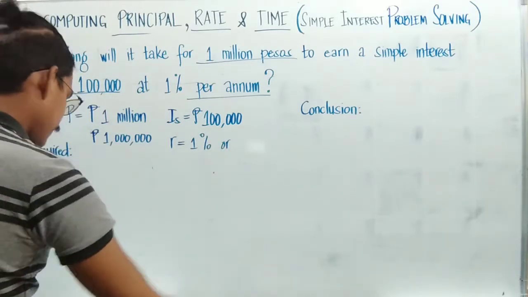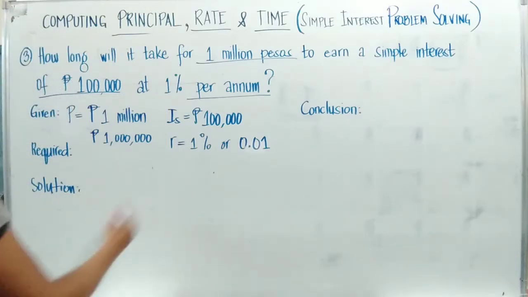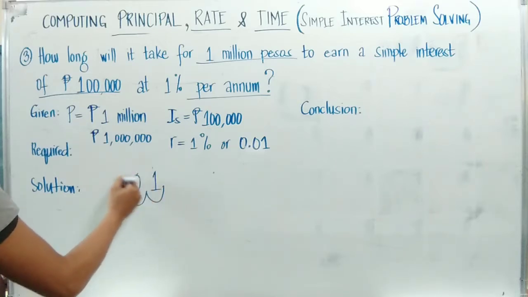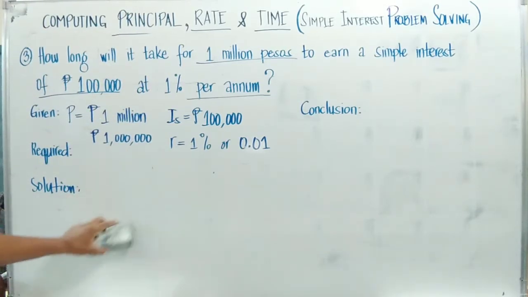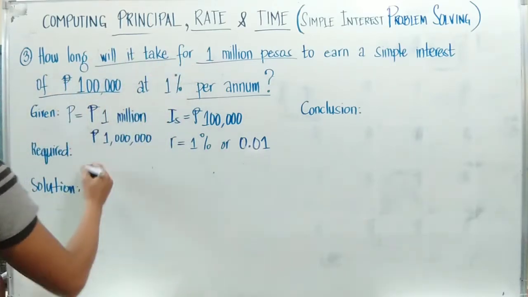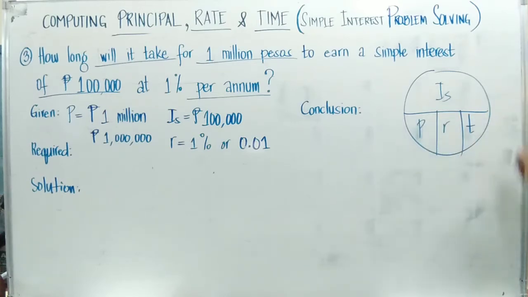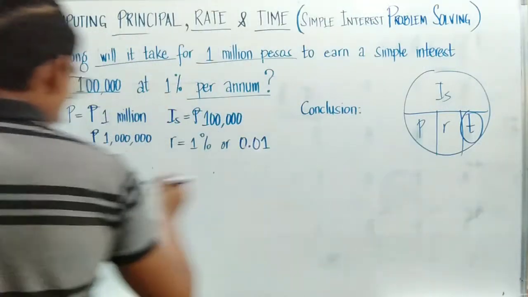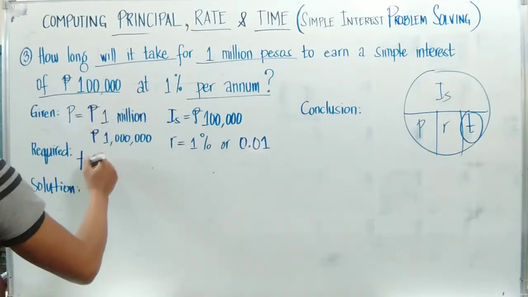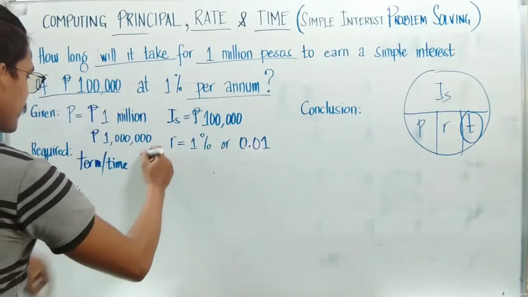In decimal, we can write it as 0.01. Dividing 1 by 100, we move the decimal 2 places to the left. Then what is required is: how long will it take? Going back to the formula, we have I sub S over PRT. Our unknown in the problem is the time T, or term. Covering T, we have the remaining I sub S over PR. So your required is the term of the loan or the investment, denoted by small letter t.